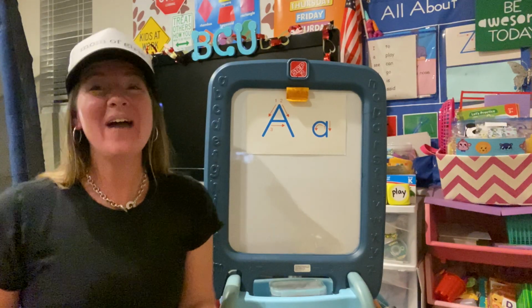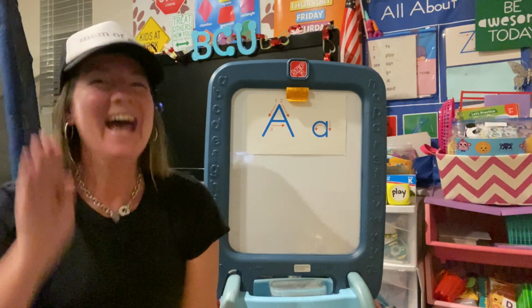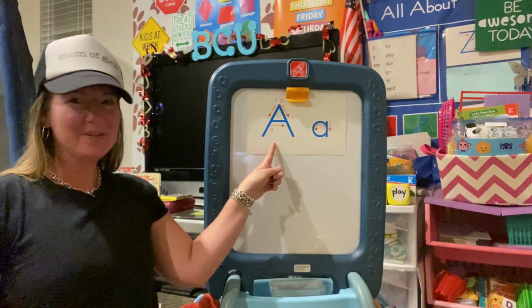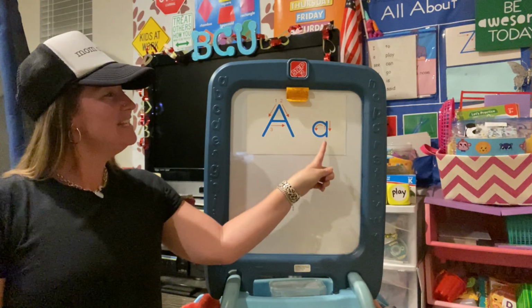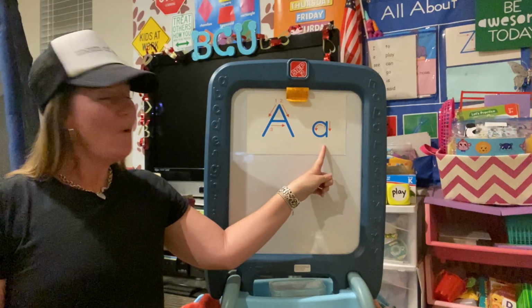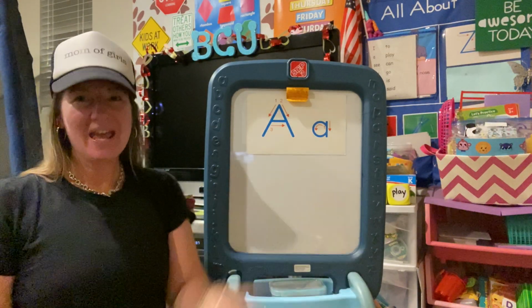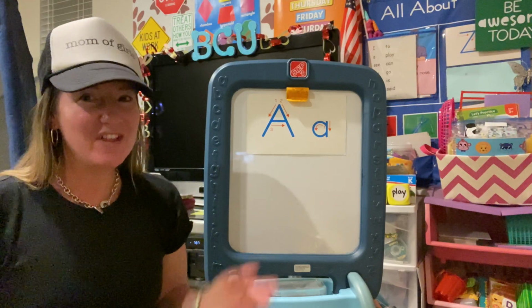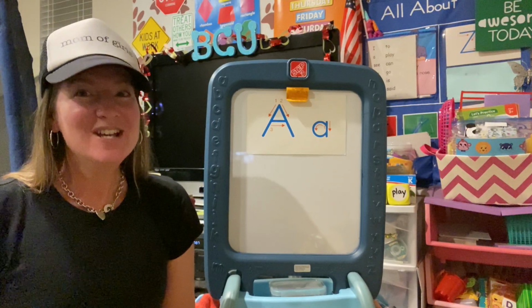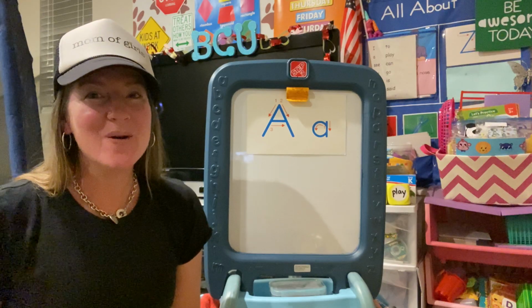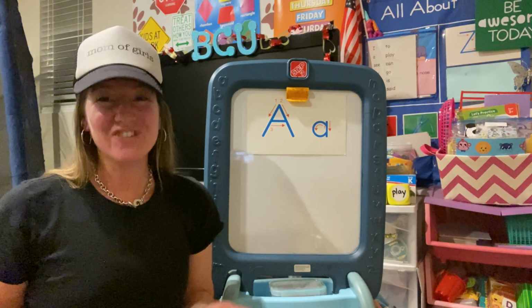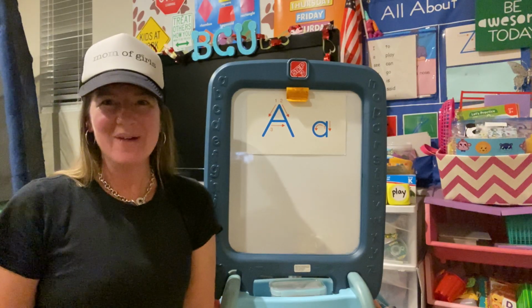A. Everyone shout A. Great job. We have our capital A or big A and our lowercase a or little a. And do you know what number in the alphabet the letter A is? Show me if you know what number or shout it out. Yes, A is number 1. It is the first letter in our alphabet, right?